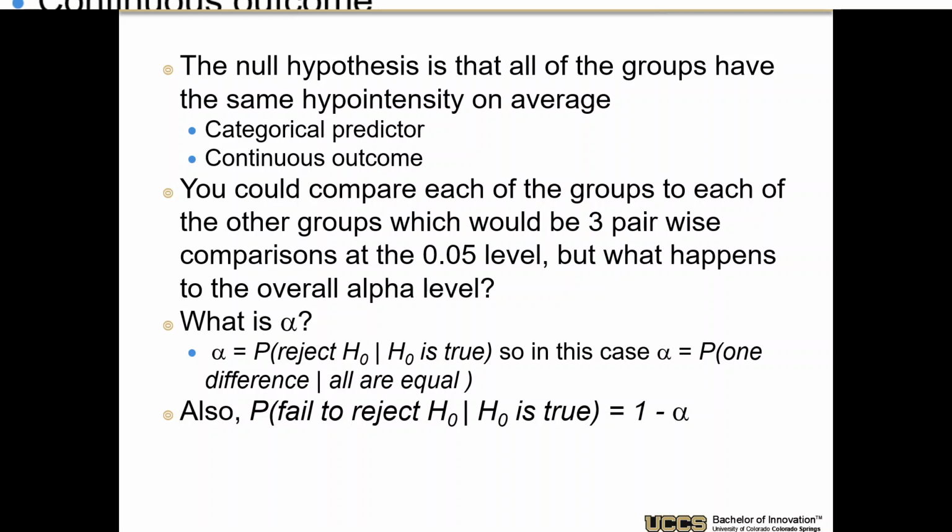So we have this categorical predictor of a continuous outcome. I don't care that the variable of hypointensity is a continuous number. My answer is they're all supposed to be about the same. So I could take those 3 groups and I can do pairwise comparisons.